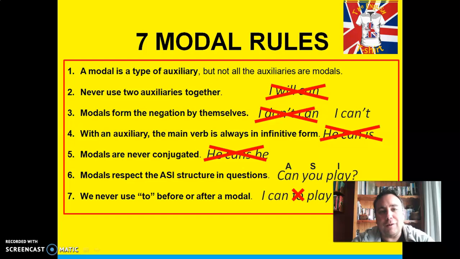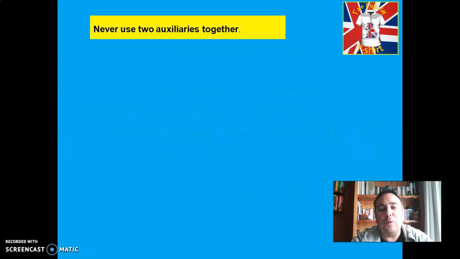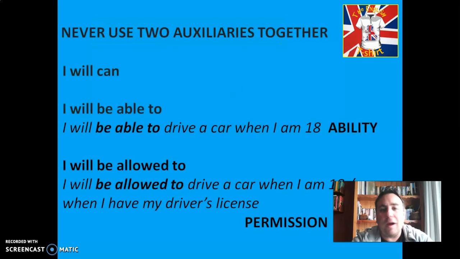Modals are never conjugated. They respect the as-is structure in questions, and we never use to before or after a modal. From these rules, we are going to highlight number 2. We never use two auxiliaries together. So for expressing yo podré, for instance, we can't say I will can because they represent two auxiliaries together.